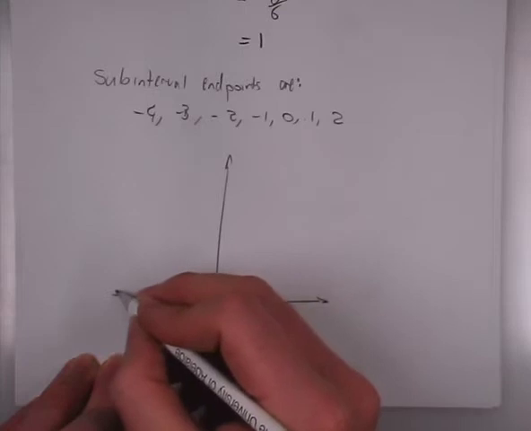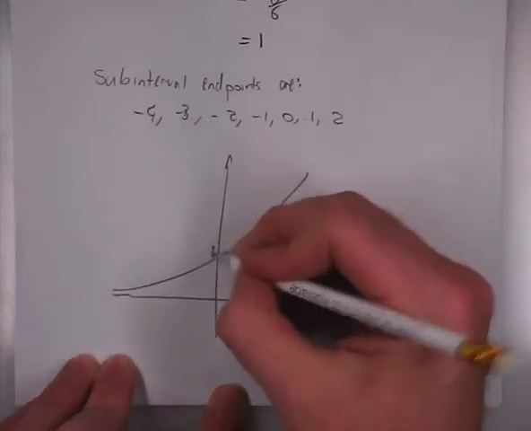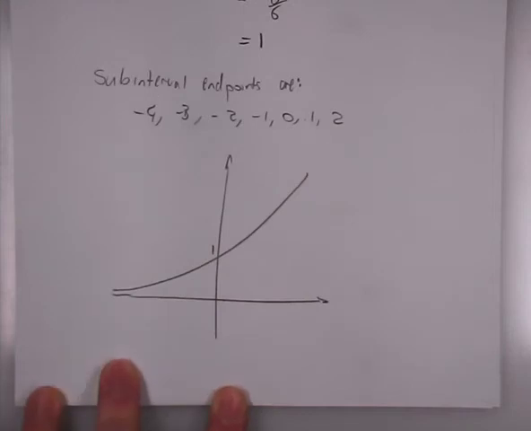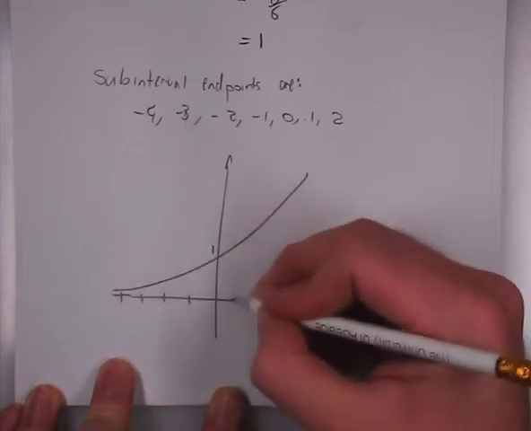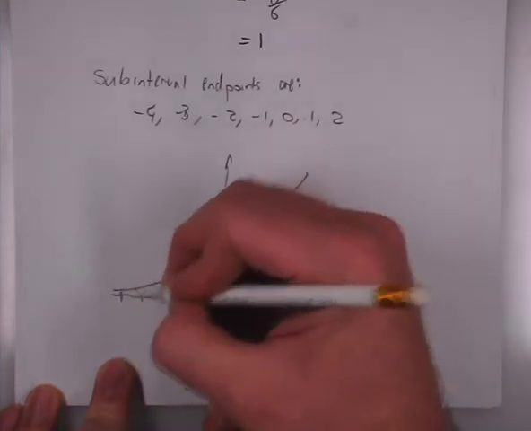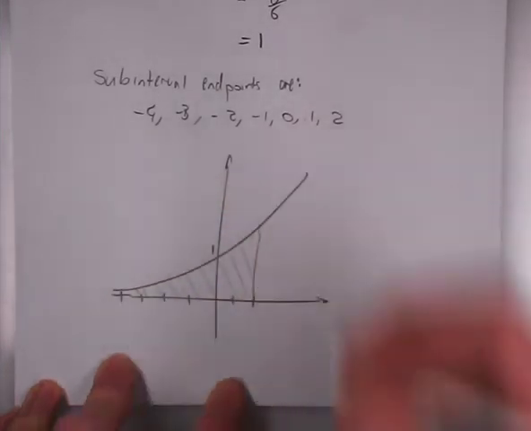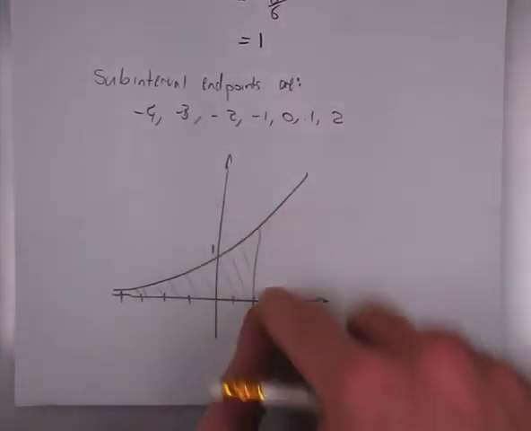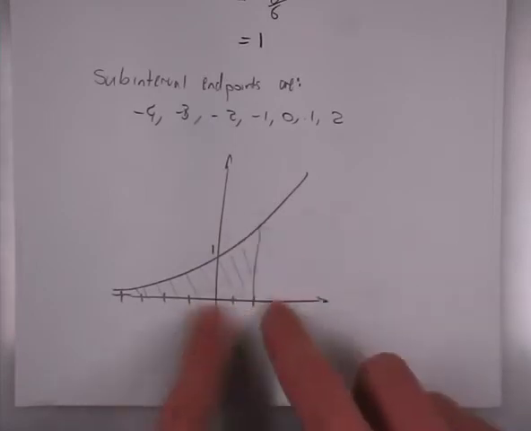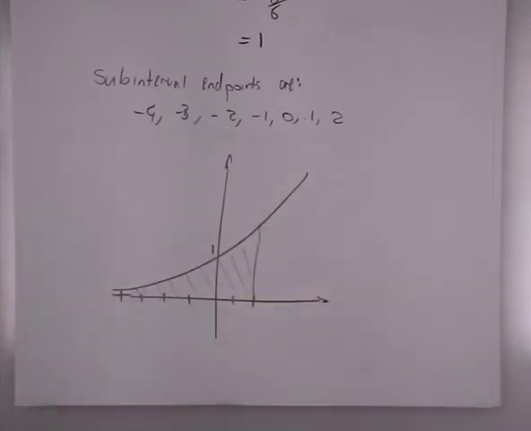And e to the x, 3 to the x looks something like that, where this is 1. And I've got my intervals here. And I want this area. But this function is increasing, so the maximum is always on the right-hand side, and the minimum is always on the left-hand side. So I don't have to make a decision for every interval one at a time, because it doesn't turn inside any of my intervals.